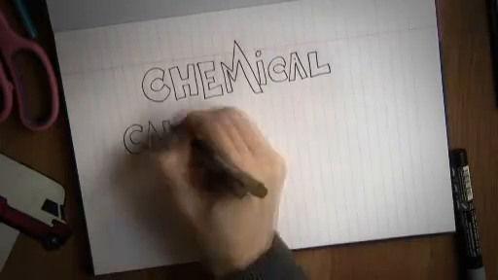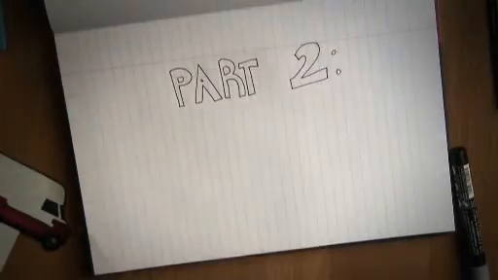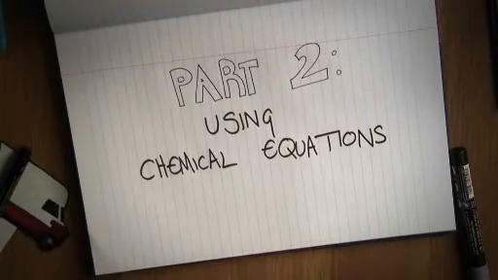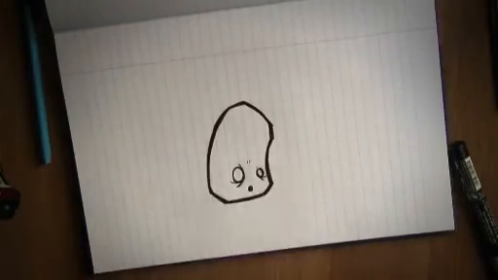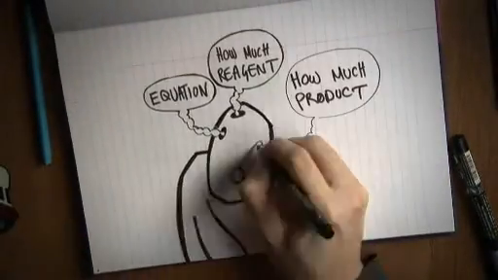This podcast is all about the calculations that we use in chemistry. In part 1, we saw how to balance a chemical equation. Well, now we're going to find out how to use them. Richard? Well, if you know the equation of a chemical reaction and you know how much of the reagents you're using, you'll be able to work out how much product you should get.